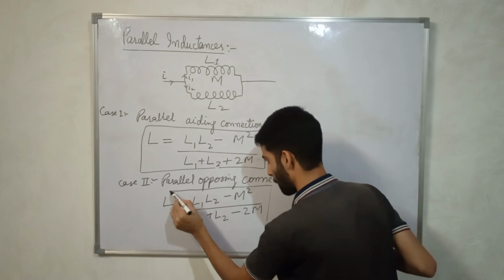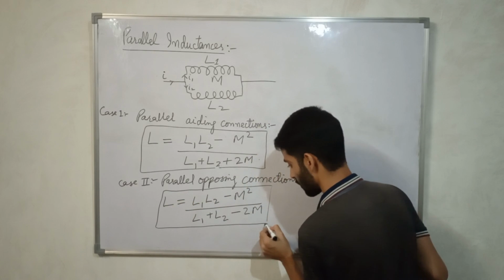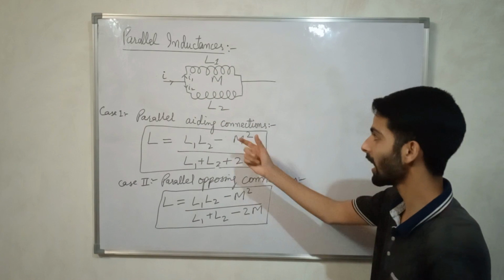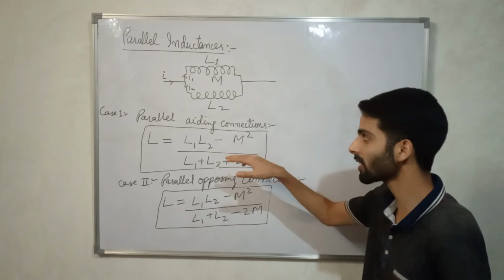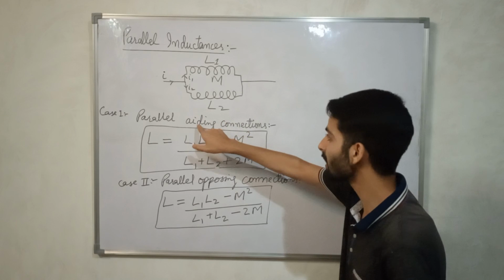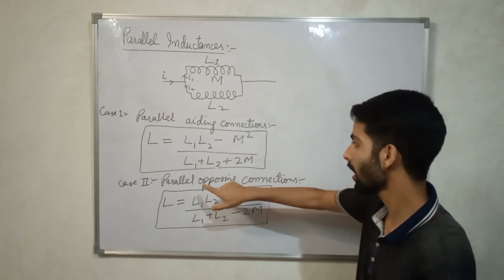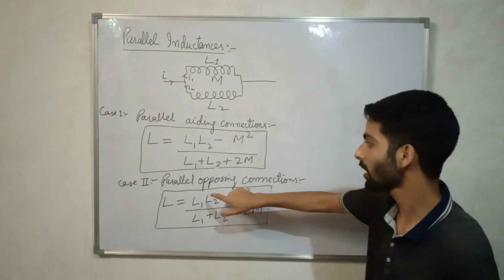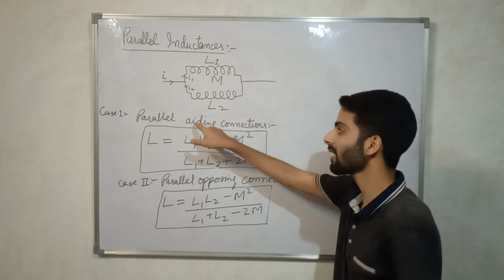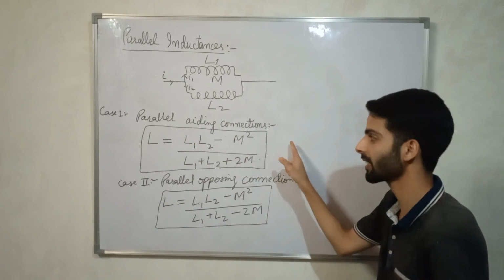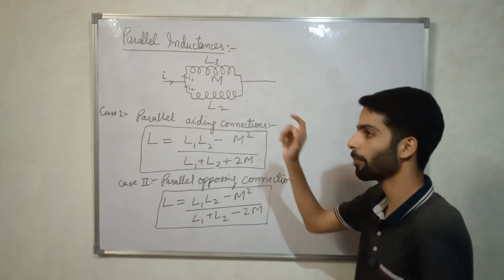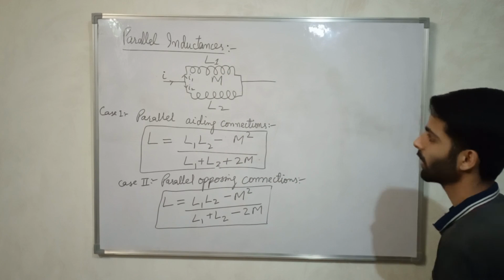Here what do we see? In the series aiding case, the aggregate inductance was more than that of the series opposing case. But in parallel aiding connections and parallel opposing connections, the parallel opposing case aggregate inductance is more than that of the parallel aiding case. Here the aggregate inductance that we got is less, and here it will be more when those two are in parallel. Okay, that is done.